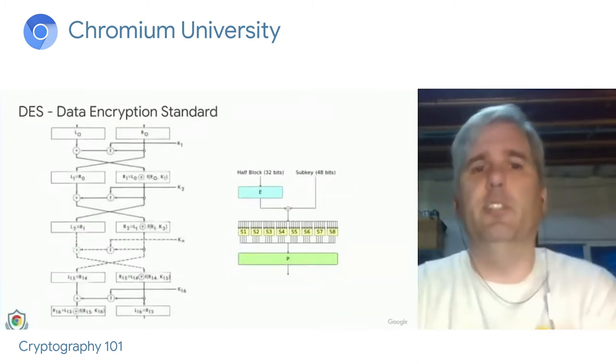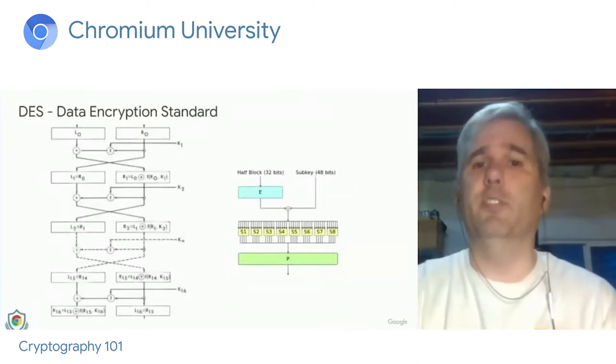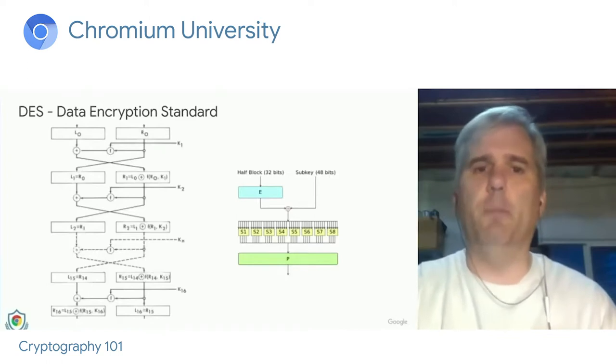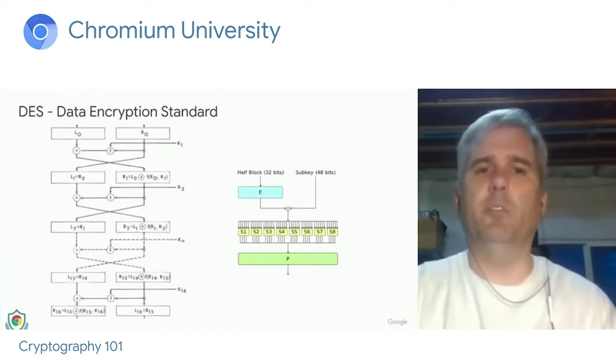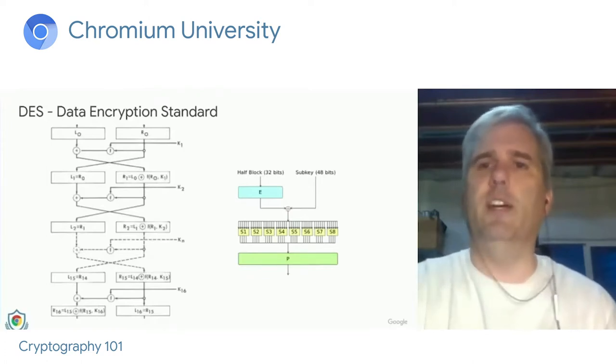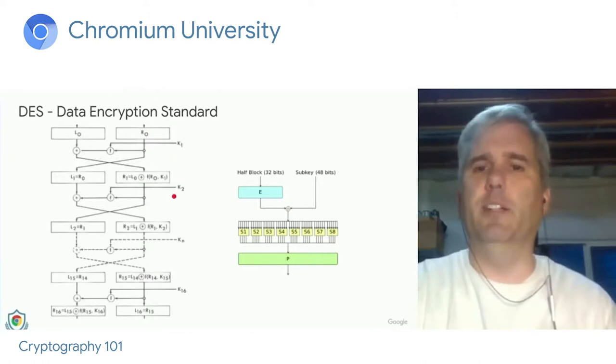DES, the Data Encryption Standard, was a very popular block cipher from the 1970s up to the end of the century, and it uses this structure. It's called a Feistel network. It's a very popular construction in block ciphers. It has the very nice property that encryption and decryption are the same operations. You just have different values coming in here as keys.